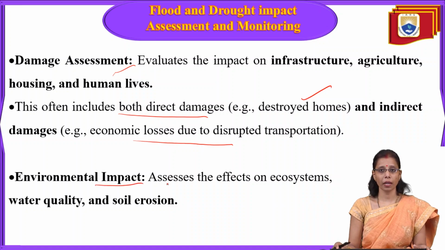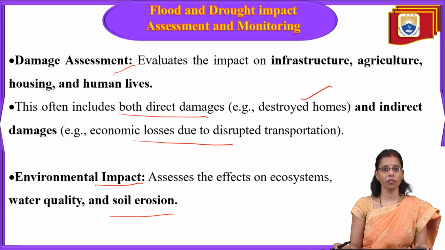Now, environmental impact. What is the environmental impact here? It assesses the effects on the ecosystem, water quality and soil erosion. It will definitely affect the water quality and the ecosystem. How does it affect the water quality? If a flood occurs, there is a problem in the water quality. Why? Because wherever the flood water accumulates, a lot of contaminants get mixed in that water, and it can seep into the ground and mix with the groundwater. So you may have a water quality problem and a soil erosion problem.